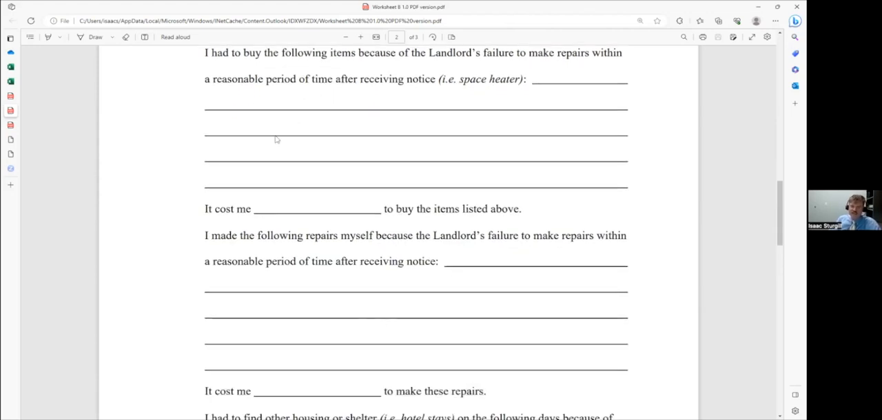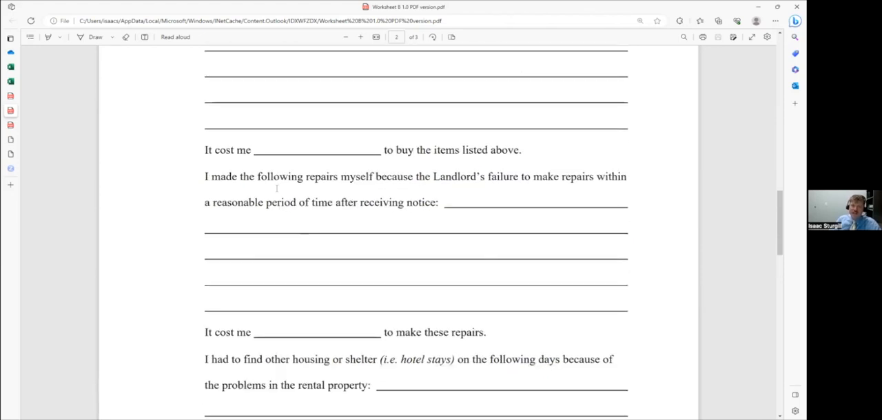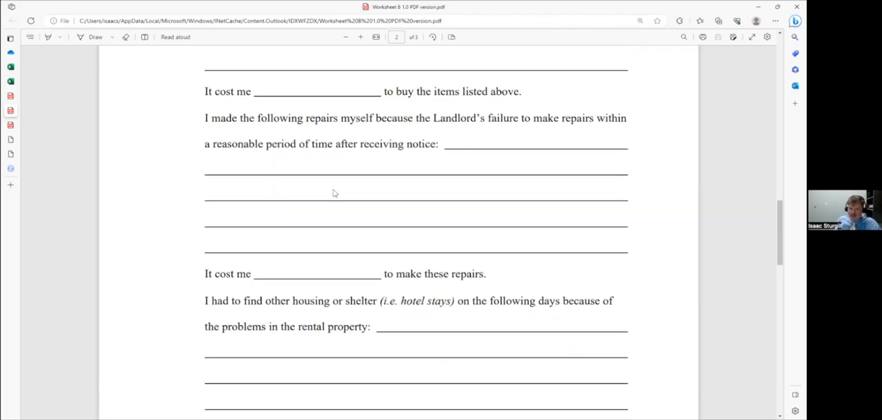So again, the first thing could be like a space heater or something like that you had to buy because the landlord wasn't fixing the problem. The second one could be maybe something like you had to pay an electrician to come in to do work because the landlord wouldn't do it. So even if it's not an item you had to buy to help fix the problem, maybe it's a service fee or something you had to pay to somebody to help fix it.